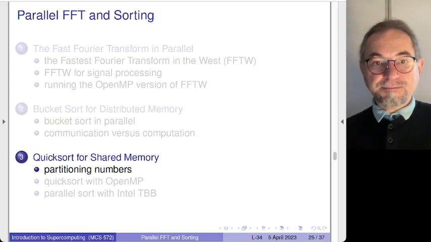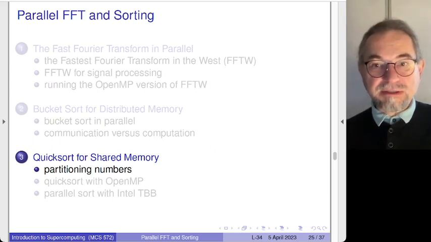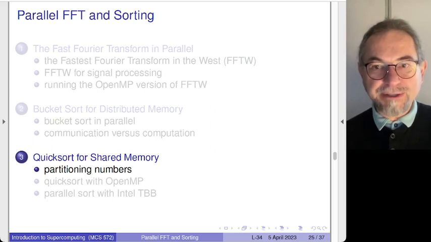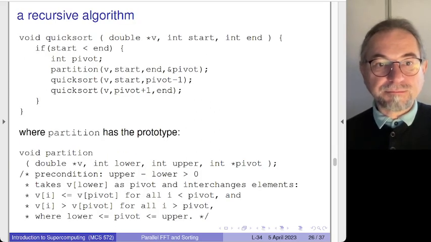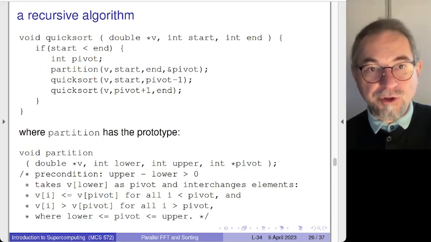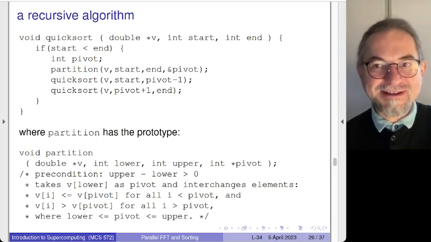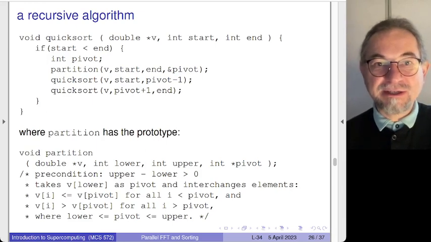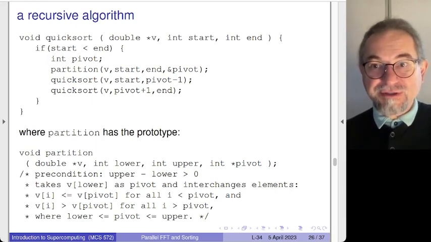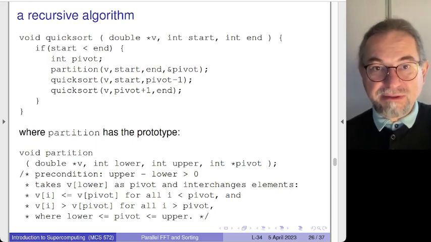Okay, last part is quicksort for shared memory. How can you improve on that? Well, how does quicksort work again? I've mentioned quicksort, and this is an applications oriented lecture. Quicksort is so important that it is built into the language C.